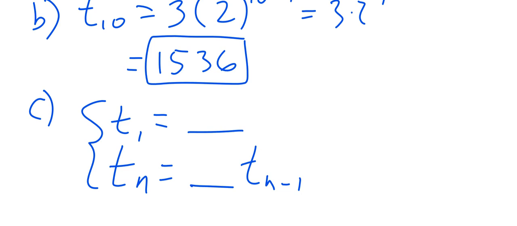All right, what did we put in the first one? 3. And about the second one? We need the multiplier, right? Because you're telling me that you're taking 2 times the previous term.